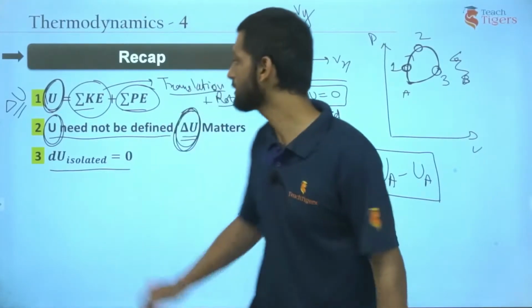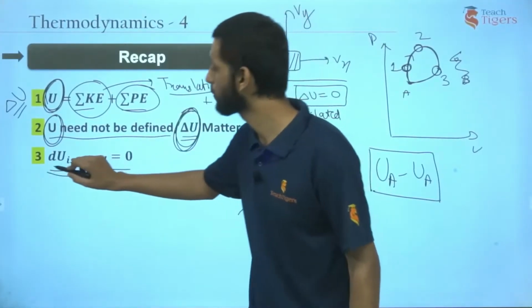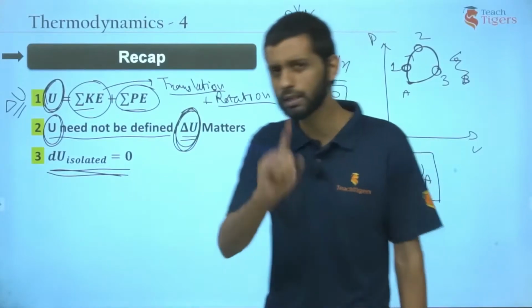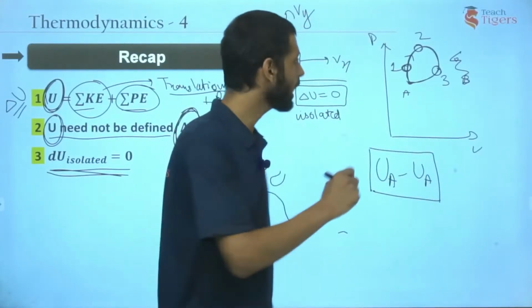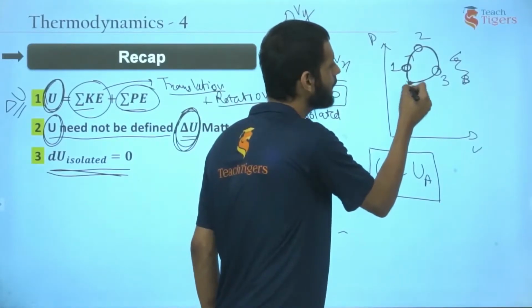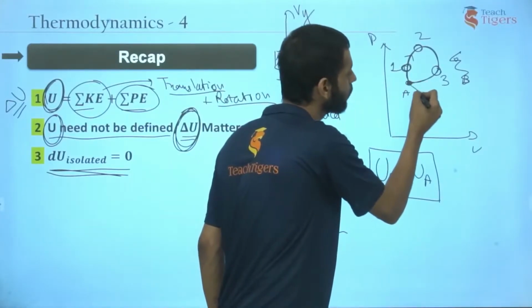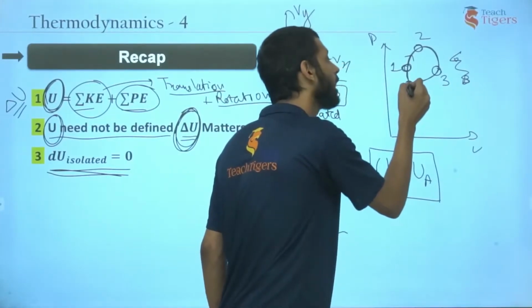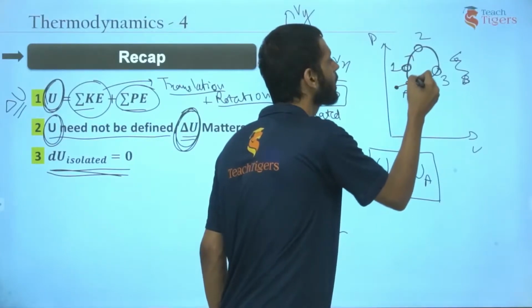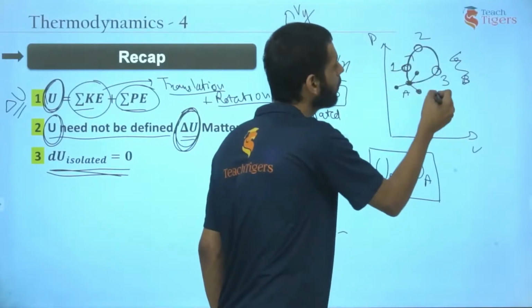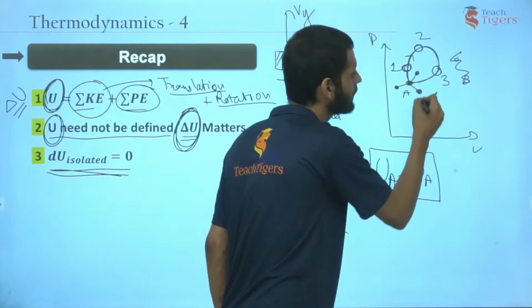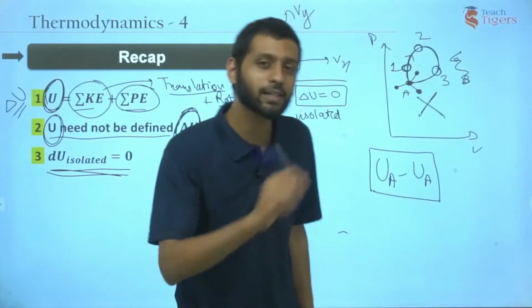So that's why we write dU equals 0, not delta U equals 0. Even small changes are not allowed, so a system at A can't even go a small distance over here, or over here. All these are not allowed for an isolated system.